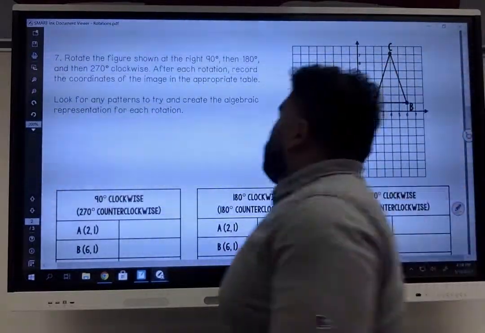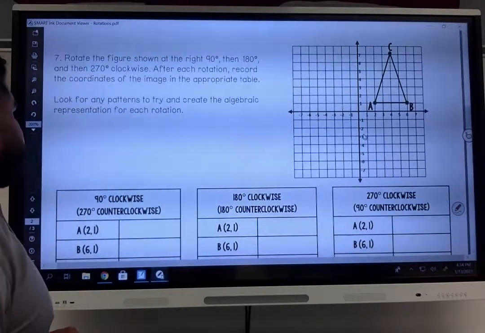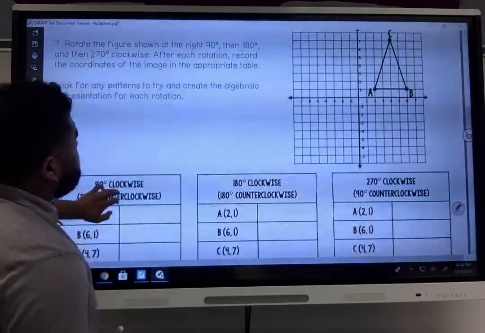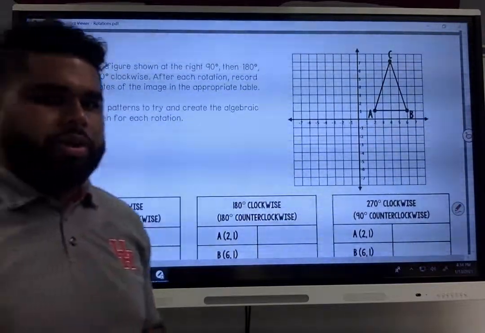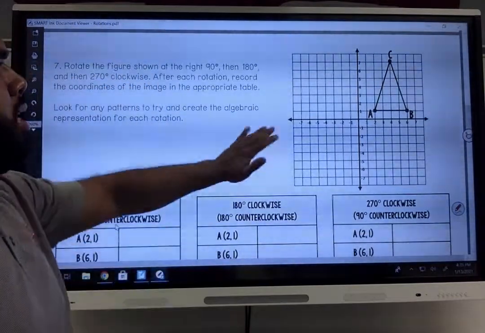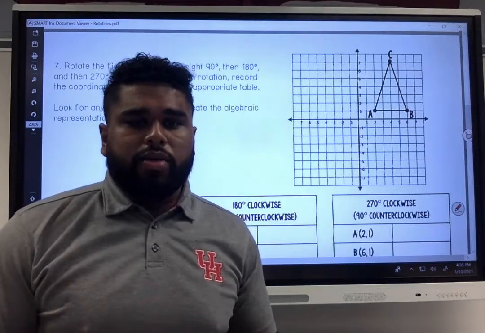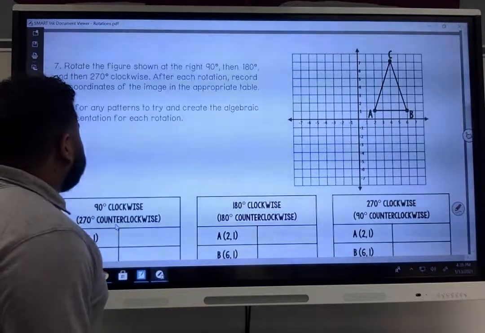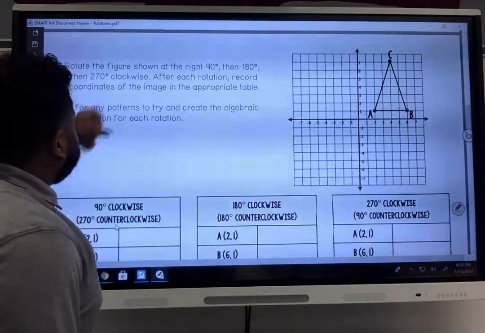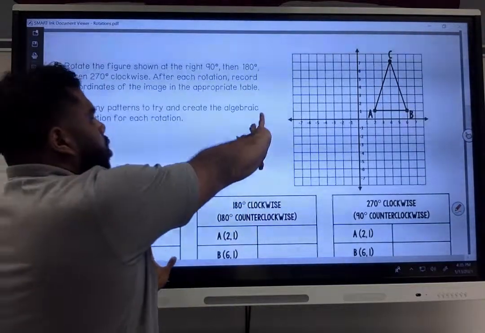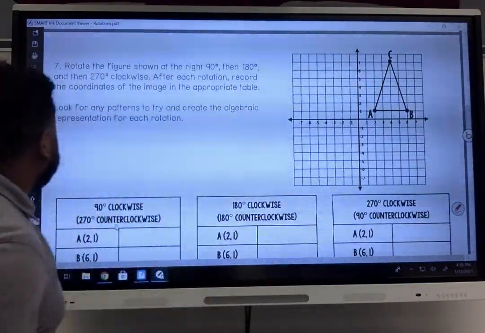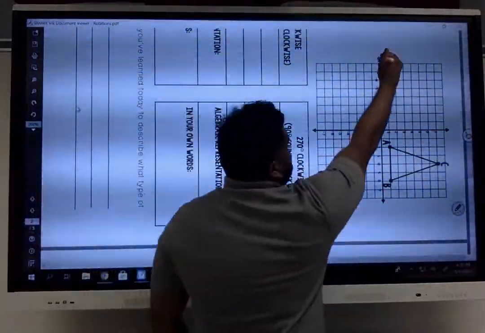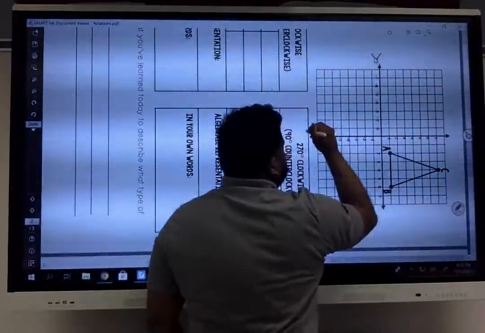Rotate the figure shown at the right 90 degrees, then 180 degrees, and then 270 degrees clockwise. After each rotation, record the coordinates of the image in the appropriate table. There are two ways that we can do this. One way is if you know the algebraic representation off the back of your head, which if you're new to rotations, I don't expect you to know. So what I like to do is, it's telling me rotate it 90 degrees clockwise. That means I'm going to take this whole thing and rotate it once 90 degrees to the right, like that. Now I can see that this is my new y-axis, and this is my new x-axis.